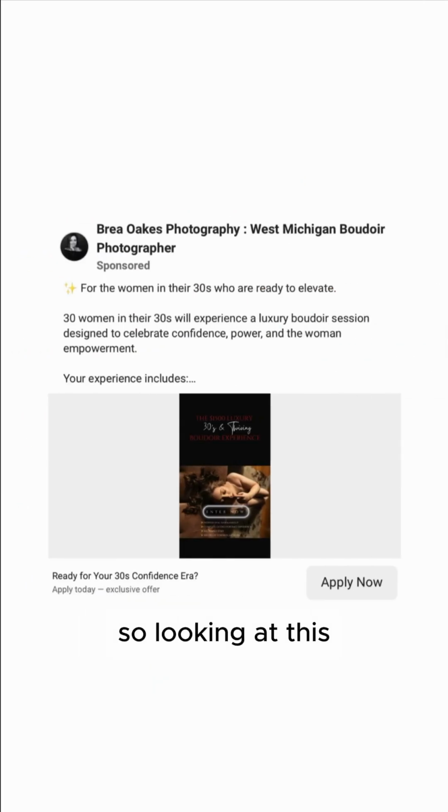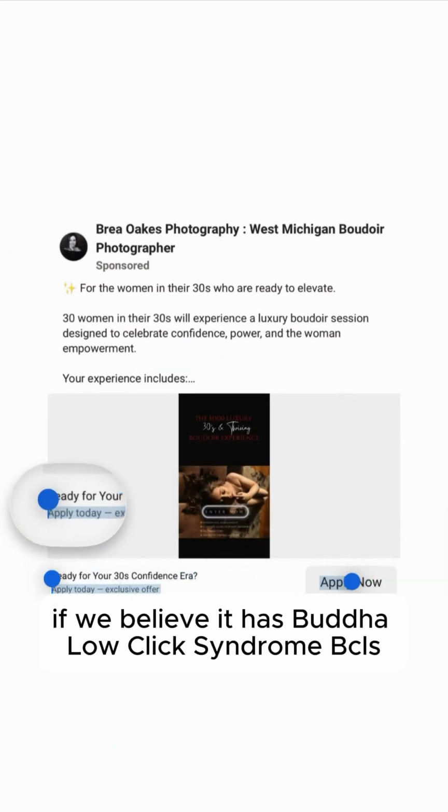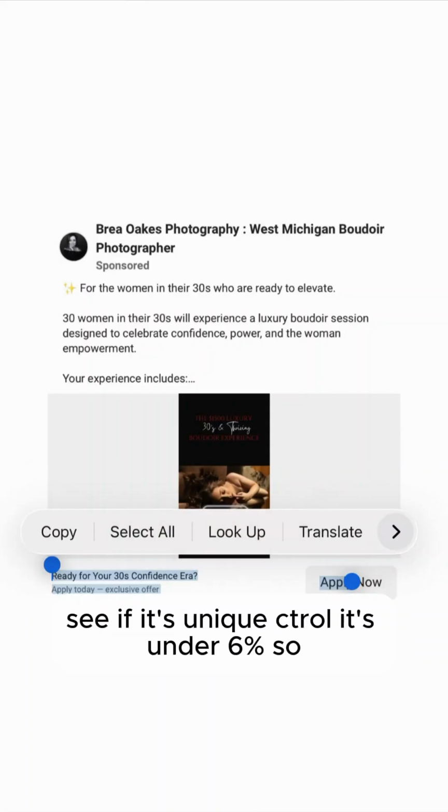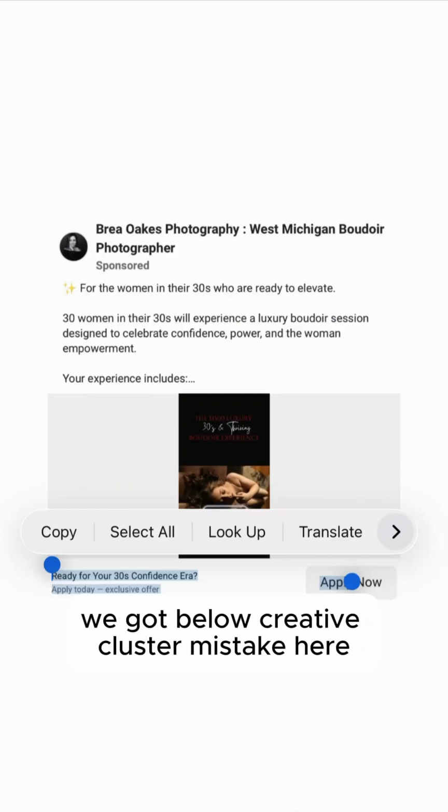So looking at this, we're going to diagnose this if we believe it has Boudoir low click syndrome, BLCS. See if its unique CTRL is under 6%. So let's see. We got below creative cluster mistake here.